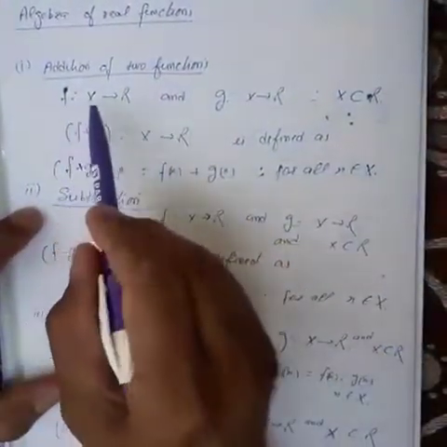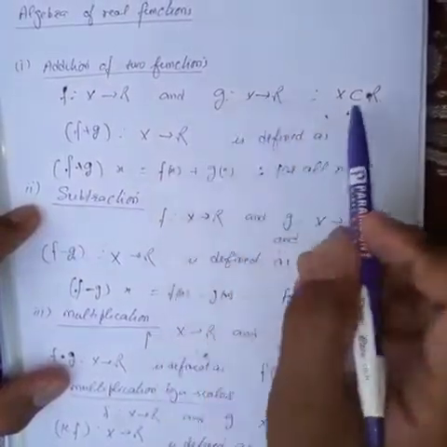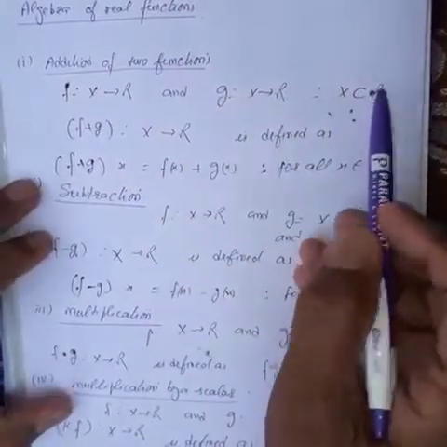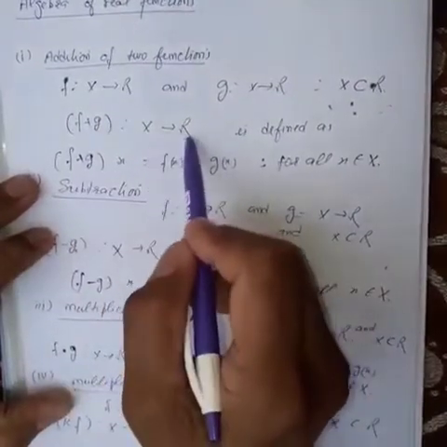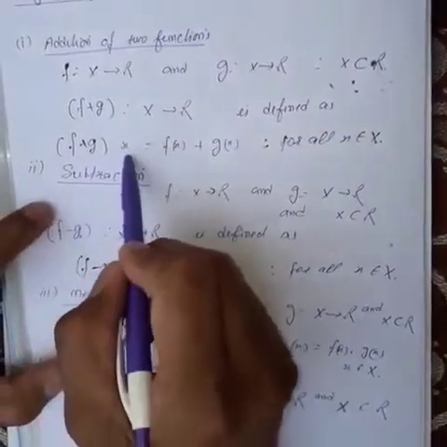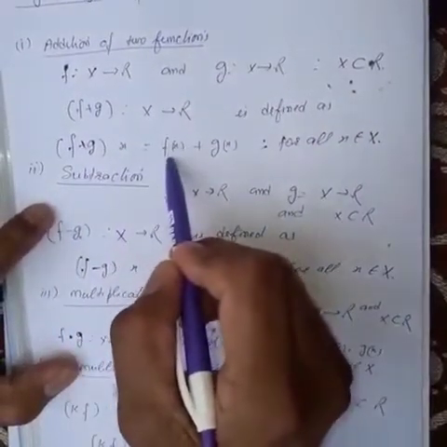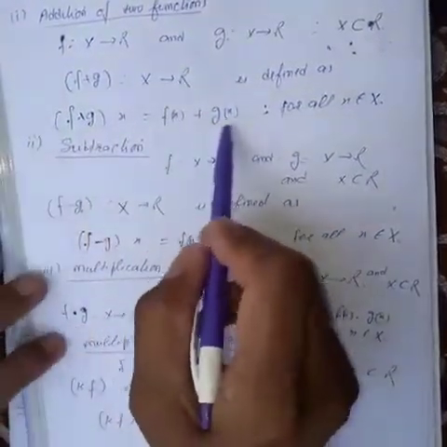Let f be a function from X to R, and g be another function from X to R, provided X is a subset of R. So f plus g will be a function from X to R. It means (f plus g)(x) will be equal to f(x) plus g(x). So in this way, the addition of functions.